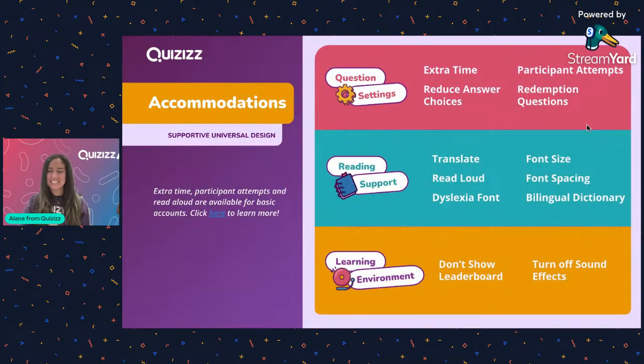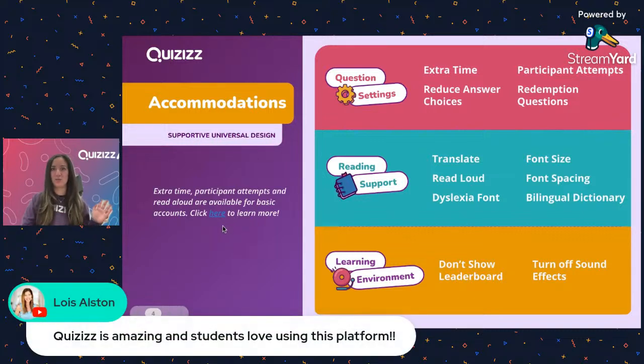And on this slide here, here's just a couple more of the accommodations that we offer. So translate, font size, font space, bilingual dictionary, dyslexia font. So there's really a wide variety of different things that you can set to make sure that your content is accessible for your students. And again, I would definitely recommend checking out that link so that you could see what's available if you're on the basic plan or if you've got a school and district plan.